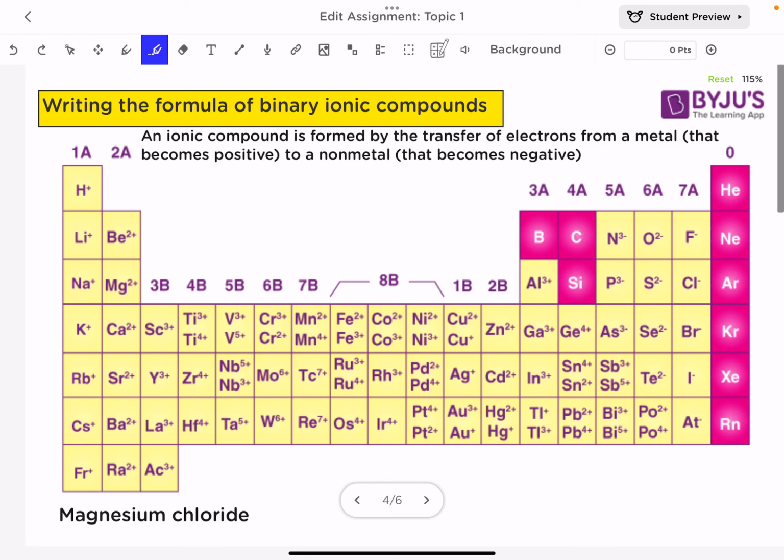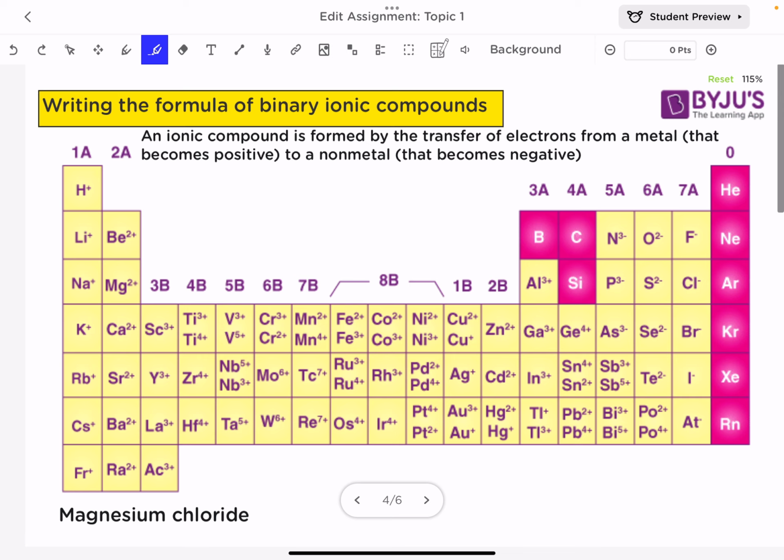In this tutorial, I will explain simple steps to write the formula of simple ionic compounds. First of all, you need to know that an ionic compound is formed by the transfer of electrons from a metal that becomes positive after losing the electrons to a non-metal that becomes negative after gaining the electrons.